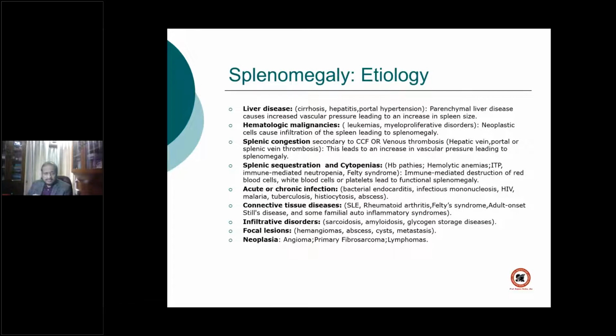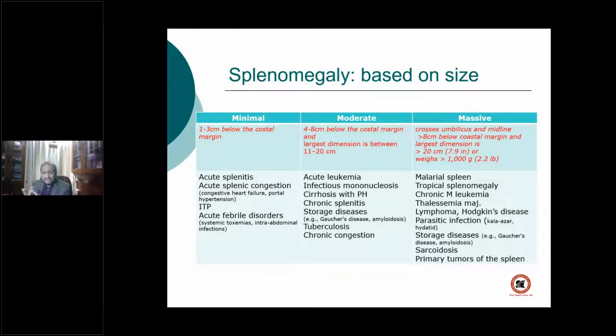And then, of course, the primary neoplastic conditions of the spleen, which are related to vascular malignancies, angiomas and angiosarcomas, and to the fibrous tissue in the spleen, primary fibrosarcoma, or to the cellular component of the spleen, namely the lymphomas. So that is one method of trying to identify what is the cause, but that doesn't serve too much of a purpose as far as clinical practice is concerned. So clinically, what is better is a classification based on the size, and based on this, you call a spleen either minimally enlarged, moderately enlarged, or massively enlarged.